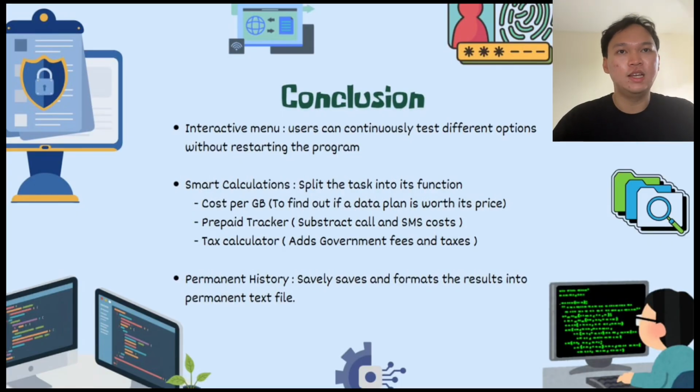And lastly, permanent history. This is a fundamental part in this coding, which is every time a calculation is made, it safely saves and formats the result into the permanent text file, which we already declared as billing history.txt. So meaning that the data is never lost and is kept safe. So this is a fundamental part in this programming code.